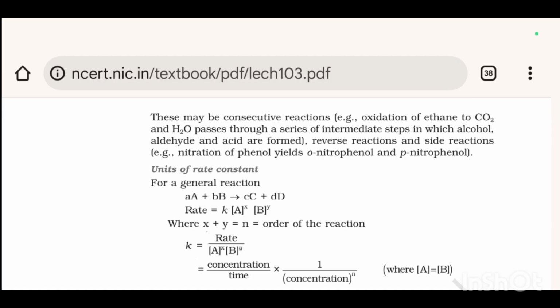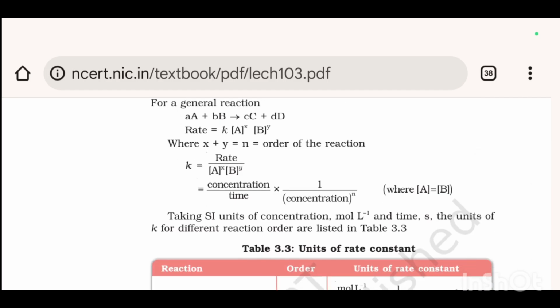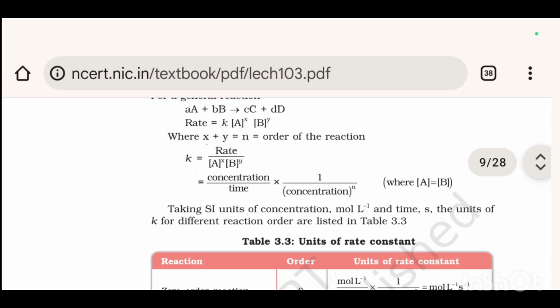Unit of rate constants. For a general reaction, small a capital A plus small b capital B gives us small c capital C and small d capital D. Rate equals k [A] raised to power x and [B] raised to power y, where x plus y equals n, which is the order of reaction, and we know that k equals rate divided by [A] raised to power x and [B] raised to power y, which is equal to concentration per time into 1 upon concentration raised to power n, where [A] equals [B]. Taking the SI unit of concentration as mole per liter and time as second, the units of k for different reaction orders are listed in table 3.3.